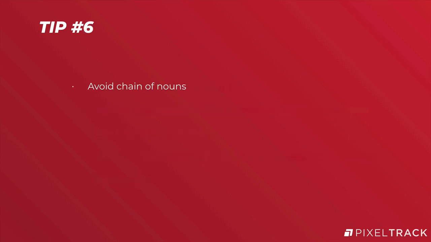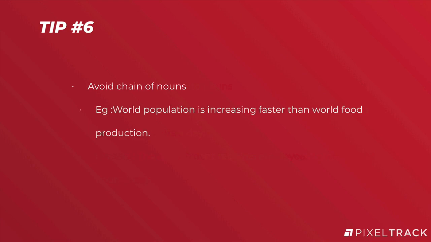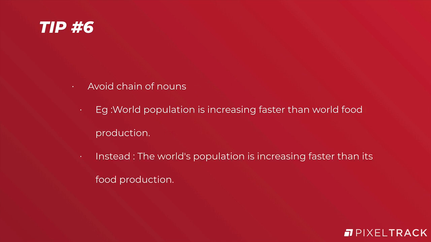So tip number 6 is avoid chain of nouns. Again, I see this a lot happening. Say for example, world population is increasing faster than world food production. What you should be writing instead is the world's population is increasing faster than its food production. What I did was I replaced the noun with a pronoun, and you don't have to refer to the noun again and again in the same sentence. It's not only redundant, it just weighs down the entire sentence, makes it very confusing and puts the entire messaging all over the place. So avoid a chain of nouns. Instead of using nouns again and again, you can replace it with a pronoun.